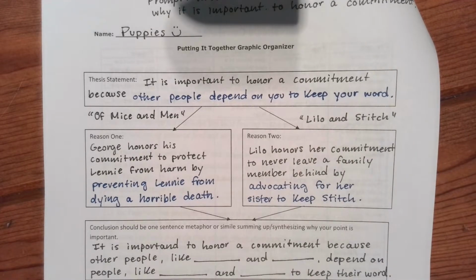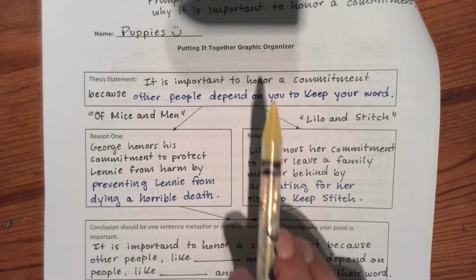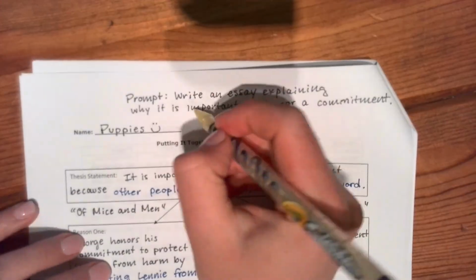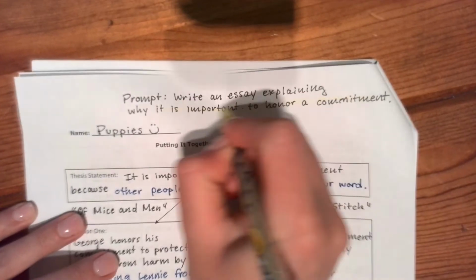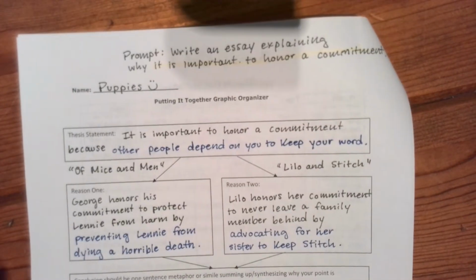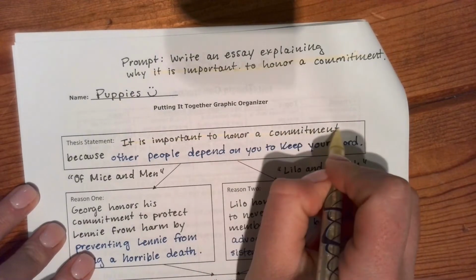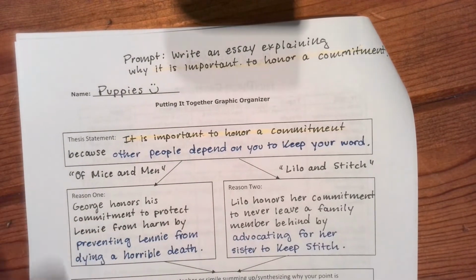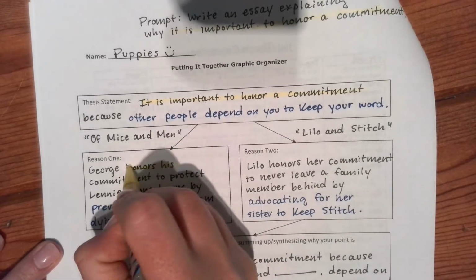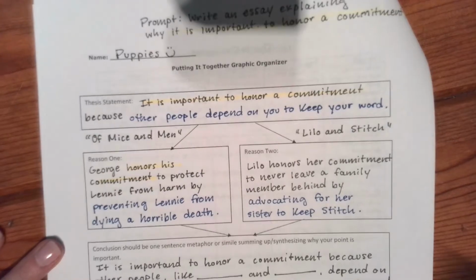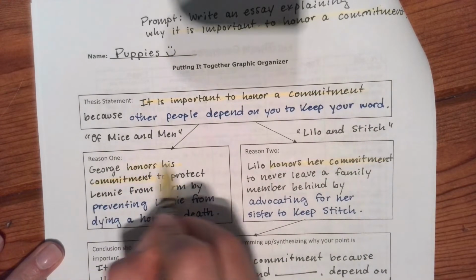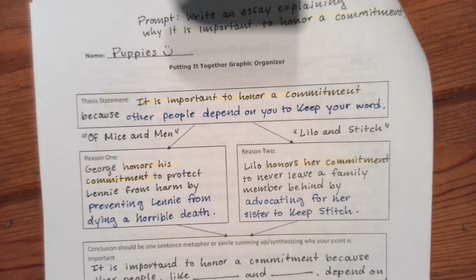Now before I go any further, I'm going to go in with my highlighters. Every time I see keywords from the prompt, I'm going to highlight in yellow. So this idea of repeating this language, it is important to honor a commitment, I'm going to highlight in yellow whenever I use that exact terminology from the prompt. Of course I use it in my thesis, I use it again in my first reason, honors his commitment, and I say Lilo honors her commitment. This is how I get a higher score on that essay, by repeating that language.